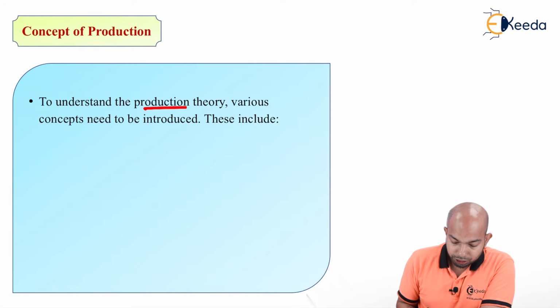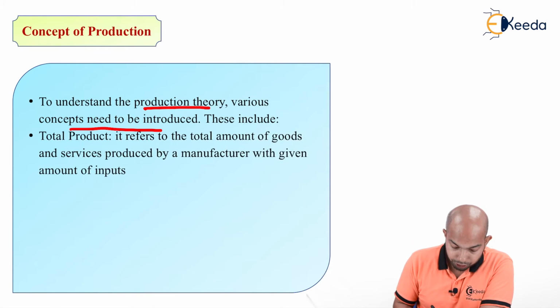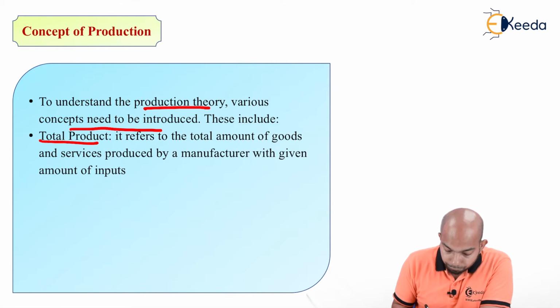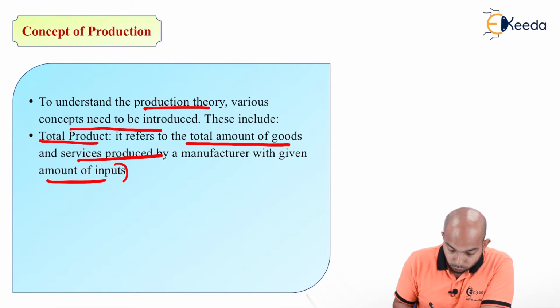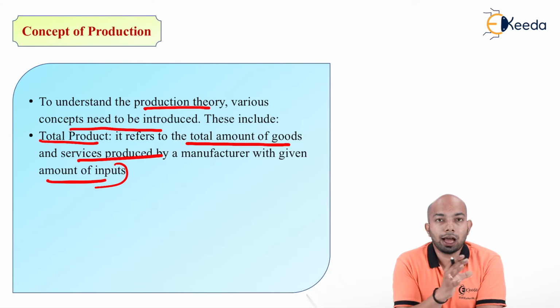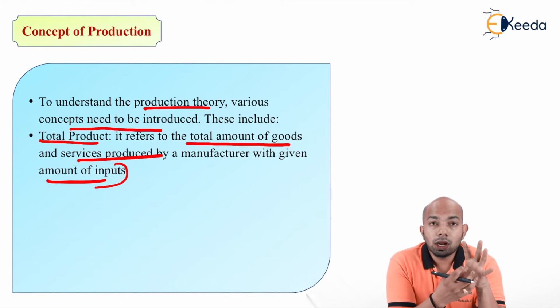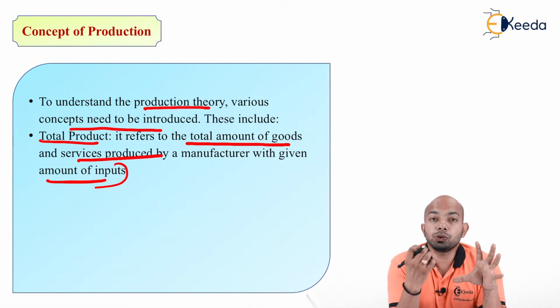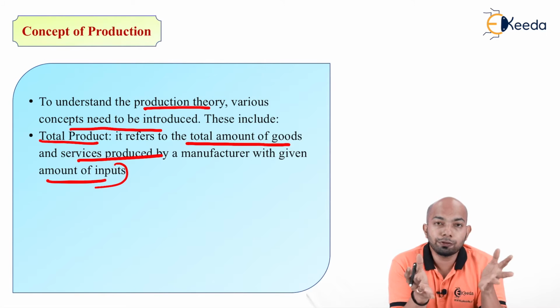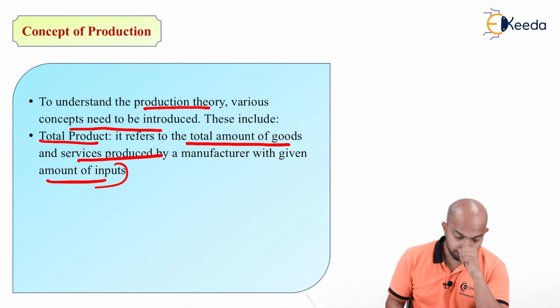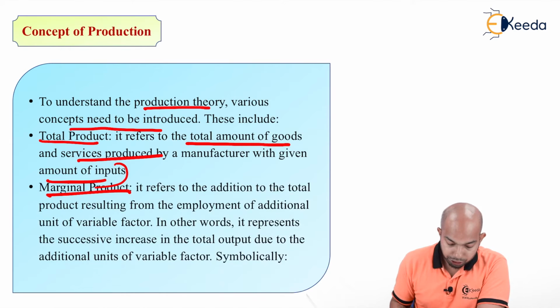To understand the production theory, various concepts need to be introduced. These include, first, total product. It refers to the total amount of goods and services produced by a manufacturer within a given amount of inputs. So if you have a restricted amount of inputs, how many products have been produced using this restricted amount refers to the total product here. Next is marginal product.